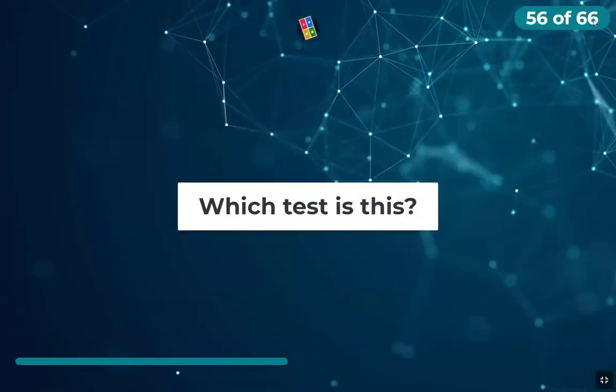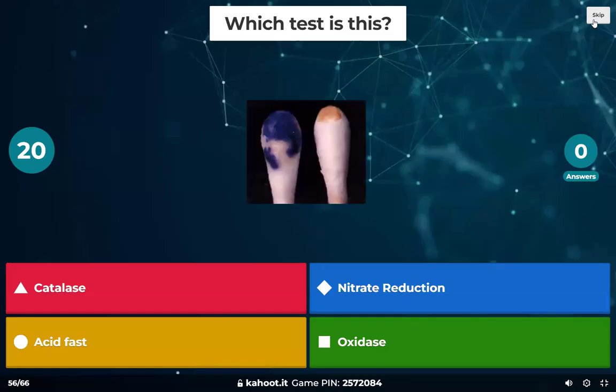Okay. Which test is this one? Oh, okay, now we should know this one. Now that we've cleared up the other one, the catalase. Hint, hint.